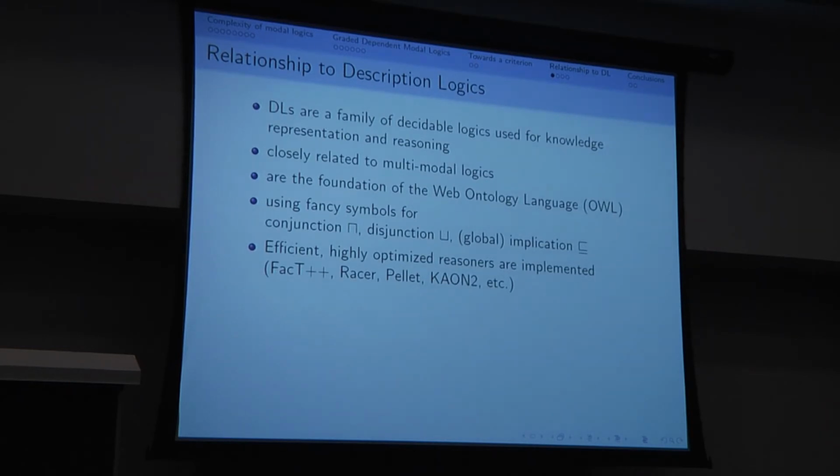Now the relationship to description logics. As was told in the previous talk, description logic is a family of decidable logics which are used in knowledge representation and reasoning. It appeared that they are related to multimodal logics, although it was noticed not at the very beginning of the research on description logics. And they have reinvented some results, some decidability and complexity and efficient algorithms and so on.